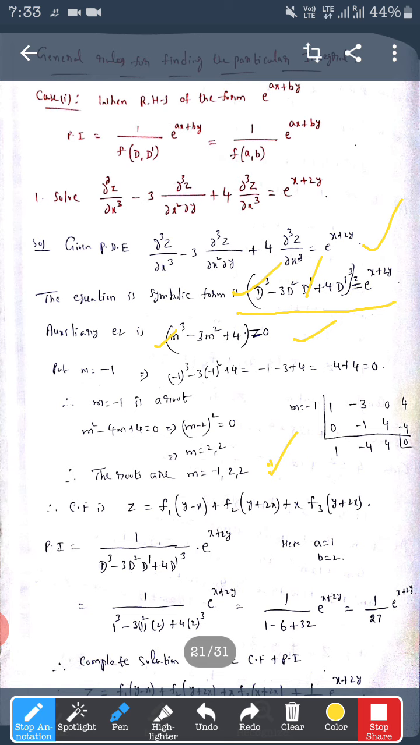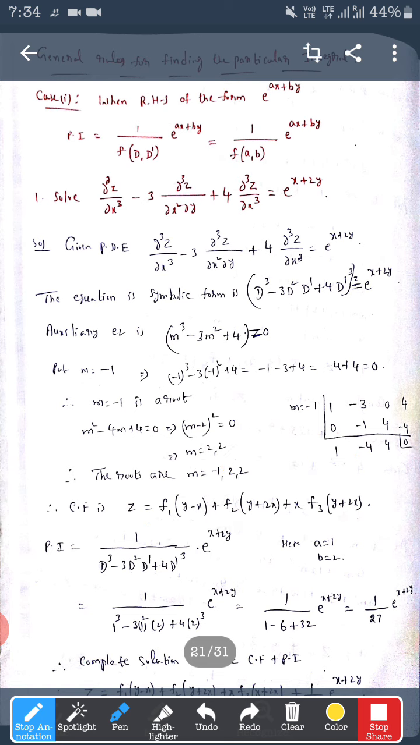That means one root is minus 1. The remaining two are equal roots. Therefore the complementary function is f1 of y minus x. Here these two roots are equal, 2 comma 2. Therefore f2 of y plus 2x plus x into f3 of y plus 2x. This is the procedure for finding the complementary function.